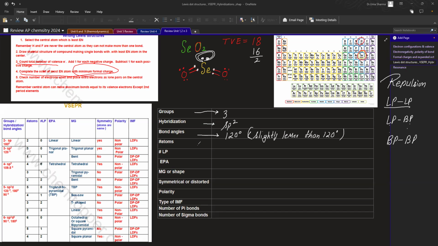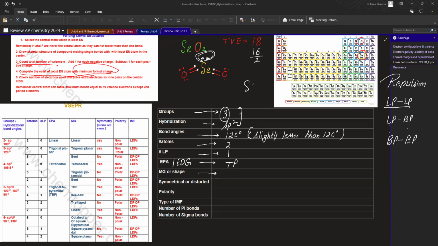Okay, how many atoms are there, children? 2. How many lone pairs? 1. What's the electron pair arrangement or electron domain geometry? What is it? With the 3, that you are going to decide from here. It must be written here. Trigonal planar. But out of 3, 1 bond is missing.